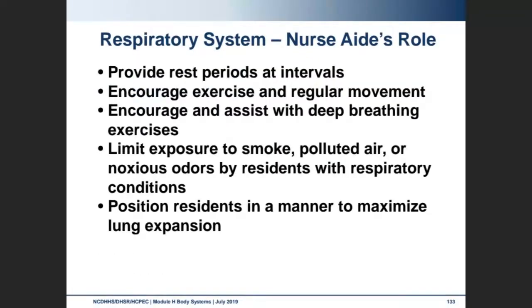So in general, when it comes to the respiratory system in our role, we want to provide periods of rest at intervals to not exert our residents. We still want to encourage, though, exercise and regular movement. Encourage and assist with deep breathing exercises. These are going to help to clear the lungs of extra mucus and secretions. We want to limit exposure to smoke, polluted air, odors, especially by residents who have these respiratory conditions. And of course, like I mentioned, when it comes to the respiratory system, as nurse aides, one of the best and quickest and easiest things we can do is position our residents to maximize lung expansion. And that concludes the respiratory system.